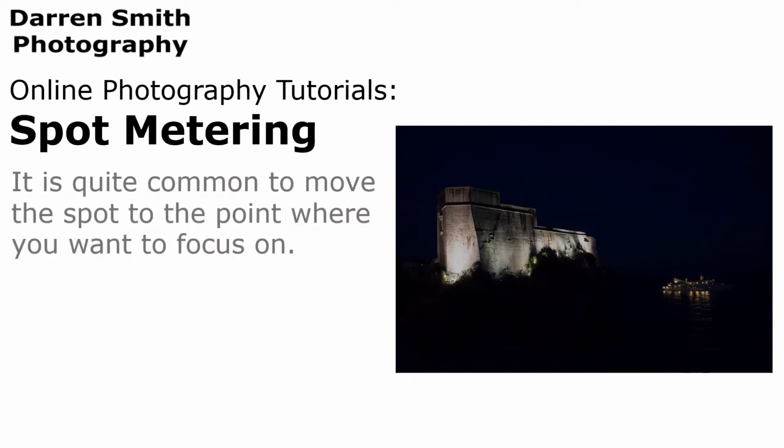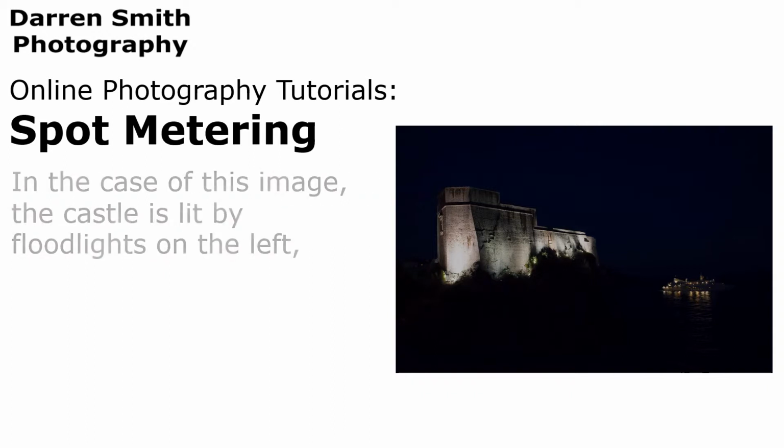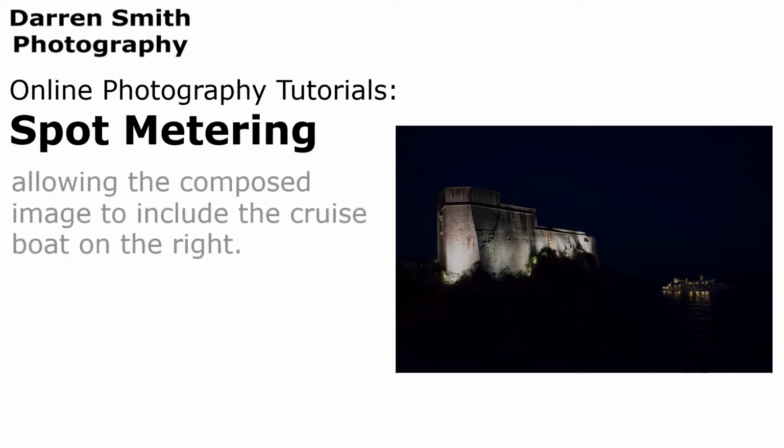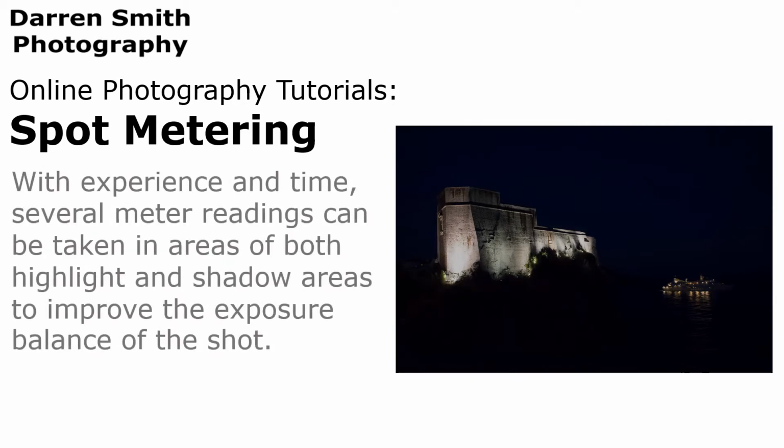It is quite common to move the metering point to where you want to focus on. In the case of this image, the castle is lit by a floodlight on the left side, allowing the composed image to include the cruise boat on the right. With experience and time, several meter readings can be taken in both highlight and shadow areas to improve the exposure balance of the shot.